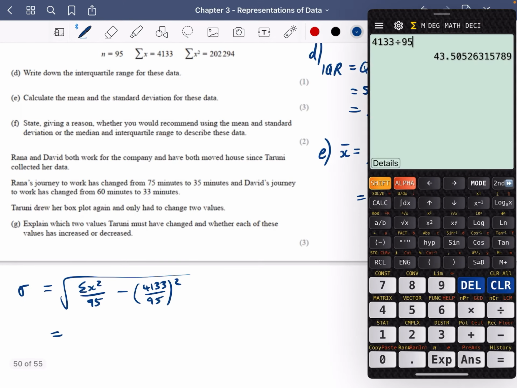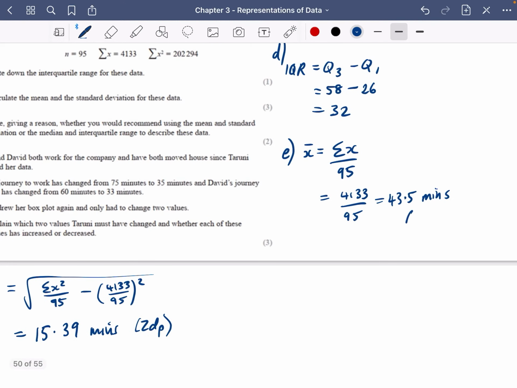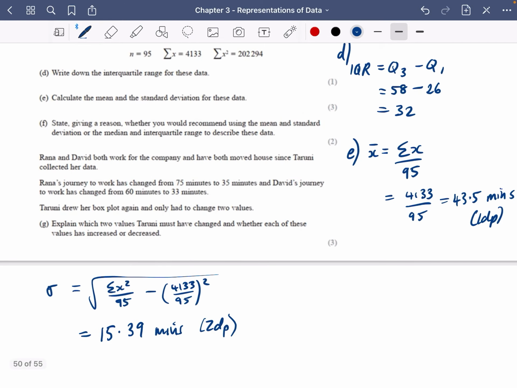Okay, I'm just going to put that sum of x squared directly into my calculator here. So the sum of x squared is 202,294, over 95. Mean of the squares minus the square of the mean. So it's 4133 over 95, all squared. And that gives me 15.39 minutes. I've done that one to 2 decimal places, and I've done this one to 1 decimal place. Don't ask me why I've suddenly changed halfway through the question.